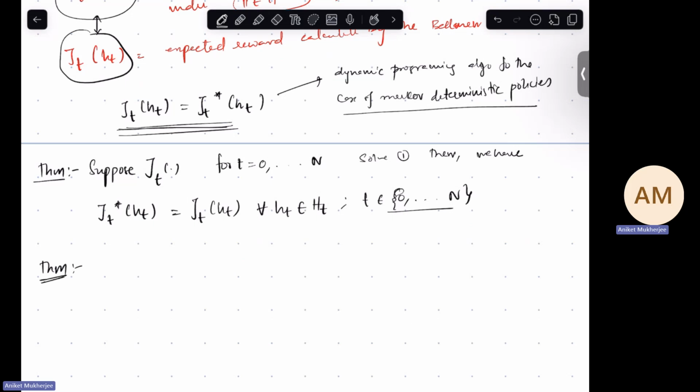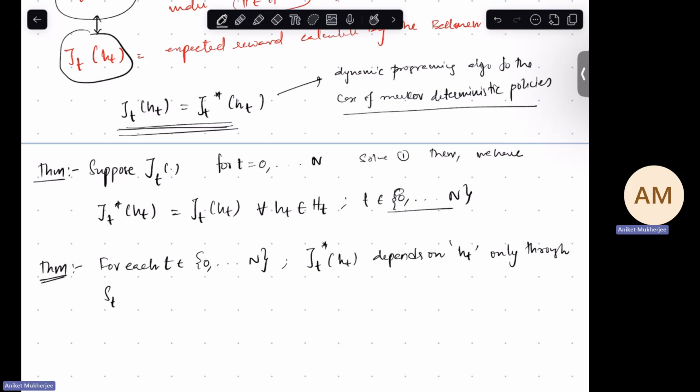This theorem is: for each t belongs to 0 to n, J_t star of h_t depends on h_t only through s_t.